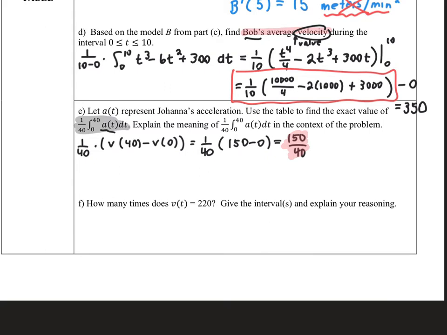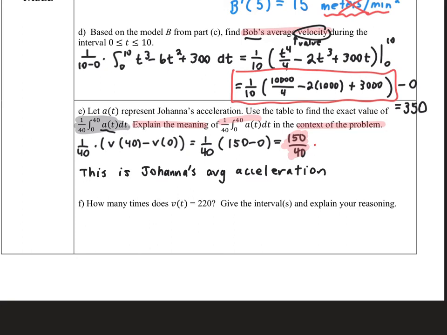There's another part of the question that says explain the meaning of this integral in the context of the problem. So there's 3 parts that need to be shown in that explanation. Number 1, what it is. Number 2, the units. And number 3, what the limits mean in the context of the problem. What you should recognize when you see this is that 1 over 40 makes this an average value problem. So when you see that fraction out in front that matches the limits, this is an average value of whatever you have sitting here in the integrand. So this is going to be an average acceleration.